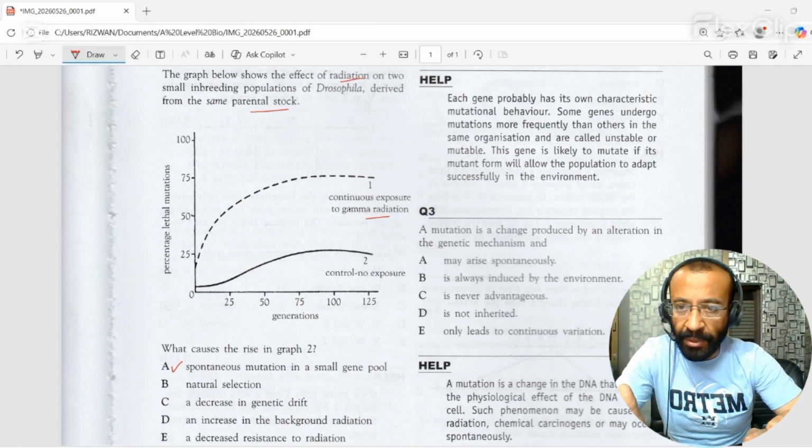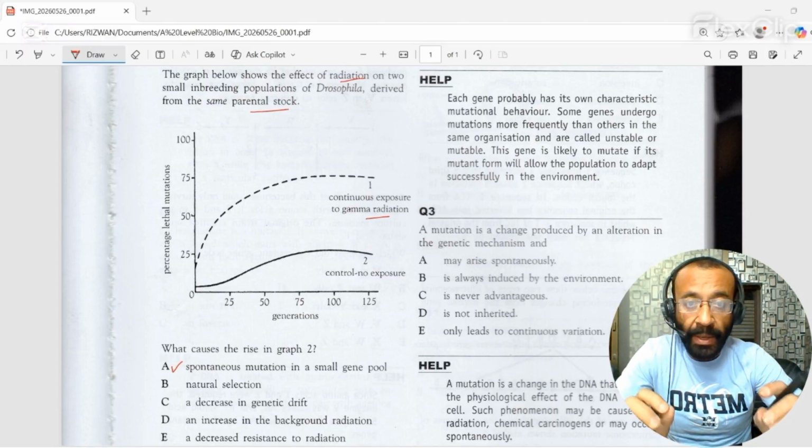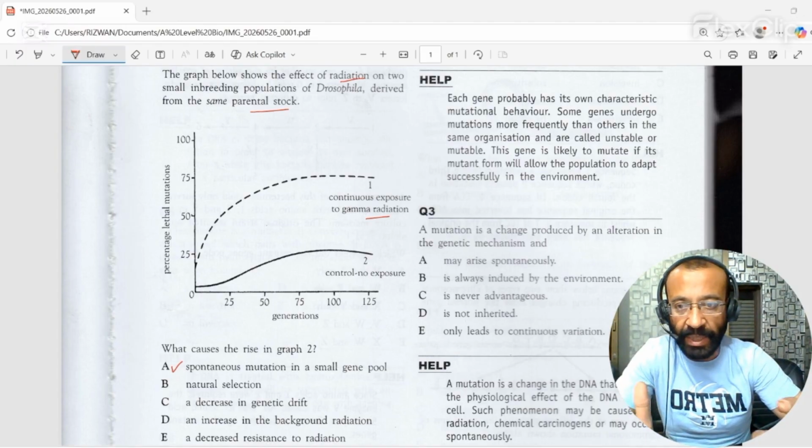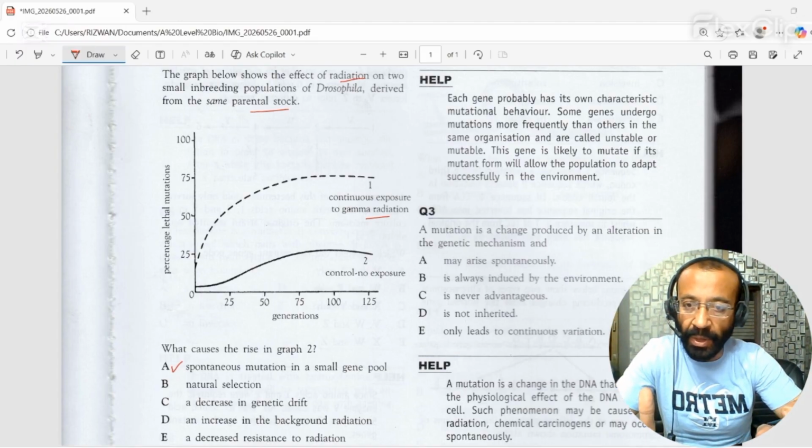Part D is incorrect because the label for graph 2 explicitly states control, no exposure, while normal baseline background radiation always exists. There is no evidence or reason to assume background radiation is increasing over the course of the experiment.